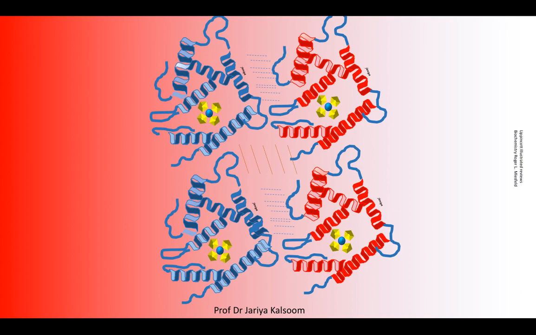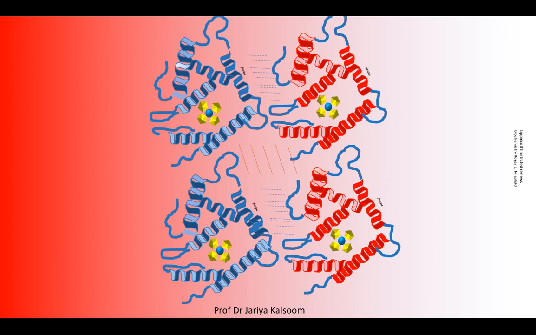Hemoglobin is found exclusively in red blood cells, where its main function is to transport oxygen from the lungs to the capillaries of the tissues. Hemoglobin A, the major hemoglobin in adults, consists of four polypeptide chains held together by non-covalent interactions.